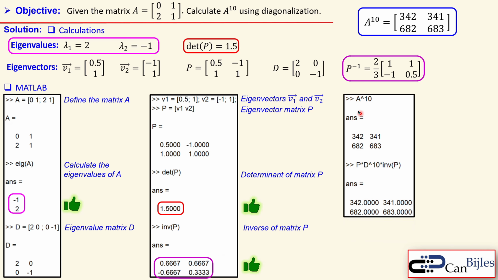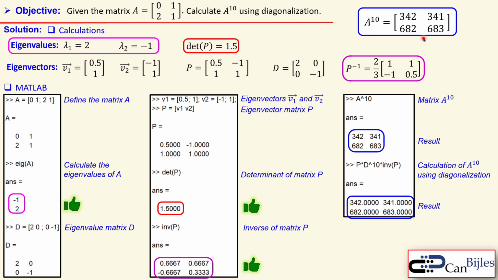Okay, the next one is about the calculation of A to the power 10. Now if you do that directly in MATLAB, you get this result: 342 and 341, etc. So actually, yes, we have it, but if you do it with our calculations with P D to the power 10 times the inverse of P, you get the exact same result. So these two results are exactly the same, and this is also what we have calculated.